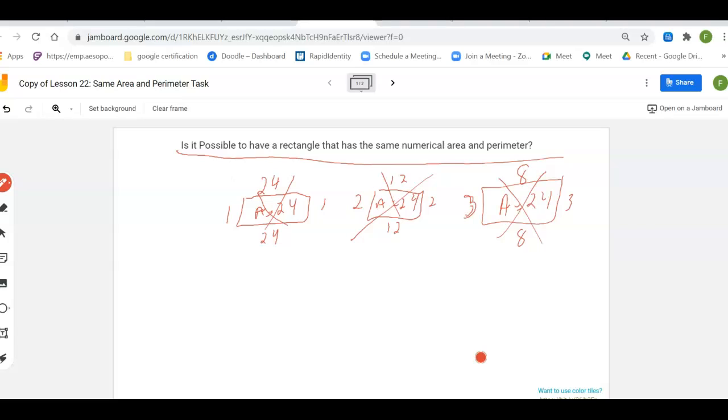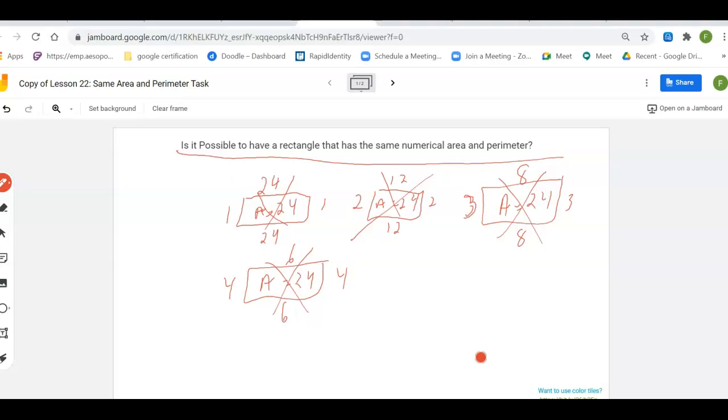All right, so those combinations, let's try one more here for 24. Let's do 6 and 4. So the area would be 24 for this, but how about when we add up all the sides? 6 and 6 is 12, plus 4 is 16, plus another 4 is 20, so that wouldn't work either.